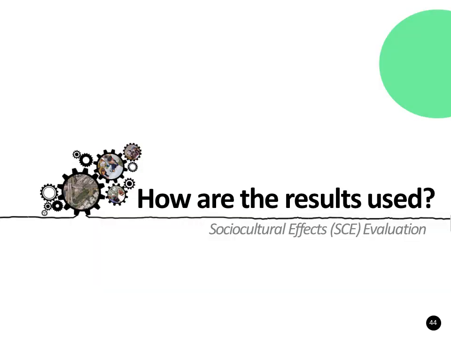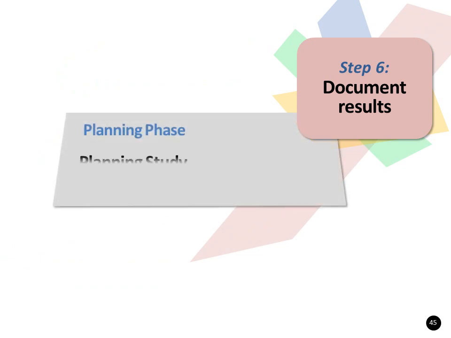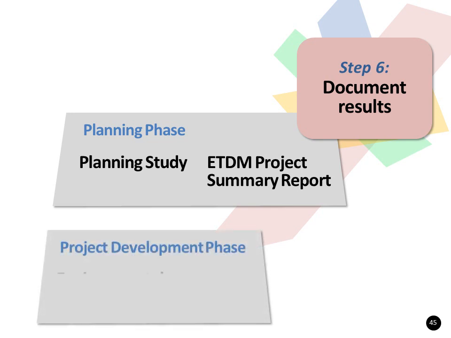Our last topic in this overview is about documenting the SCE evaluation results. The results for a planning phase evaluation may be documented in a special planning study, such as a corridor or feasibility study, or in an ETDM project summary report. In the project development phase, the results are reported in the environmental document.